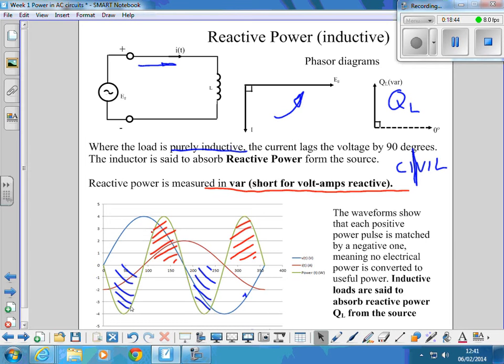So this sign, that it absorbs, or is a positive use of reactive power, means that we've got a positive phasor for it. It's pointing 90 degrees upwards. And that'll become a little bit clearer when we've covered the other reactive power, the capacitive reactive power, in a minute. Right, is everyone okay with that?